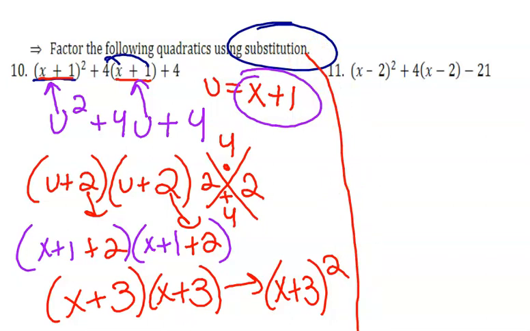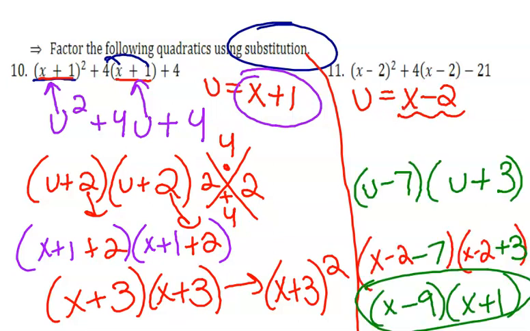Then I plugged back into x plus 1 after I factored. So try number 11 by substituting u in for x minus 2. All right, so I factored out. So I substituted u for x minus 2. I factored and got u minus 7 times u plus 3. I substituted x minus 2 back in and got x minus 9 times x plus 1. So that is a great way to solve it, okay?